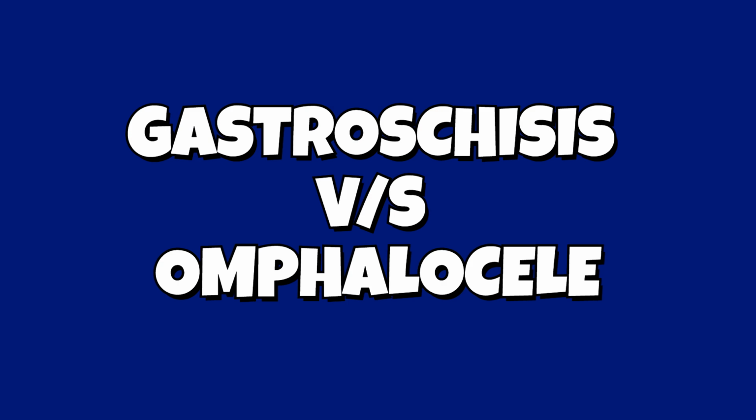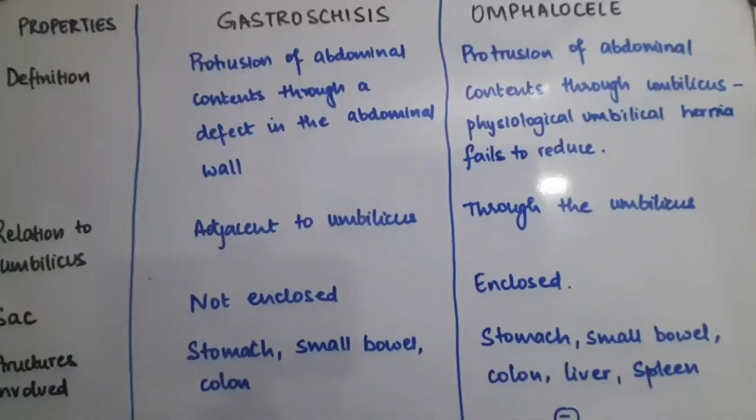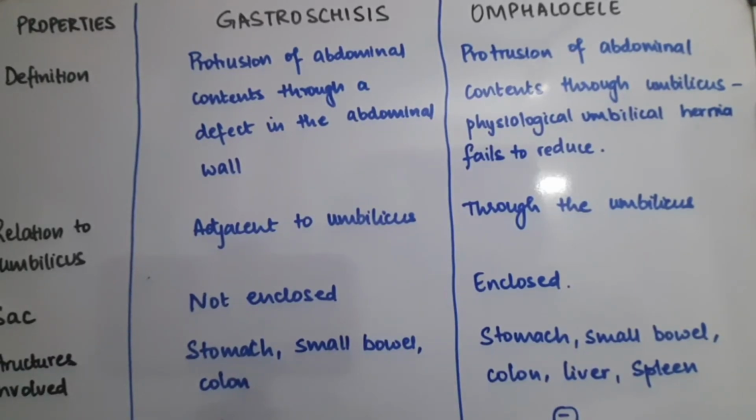Hello everyone. In this video, I will talk about the differences between gastroschisis and omphalocele. Now, they are both conditions where the abdominal contents protrude out. So, the intestines, the stomach, the structures that are supposed to be inside the abdominal wall, they protrude out.